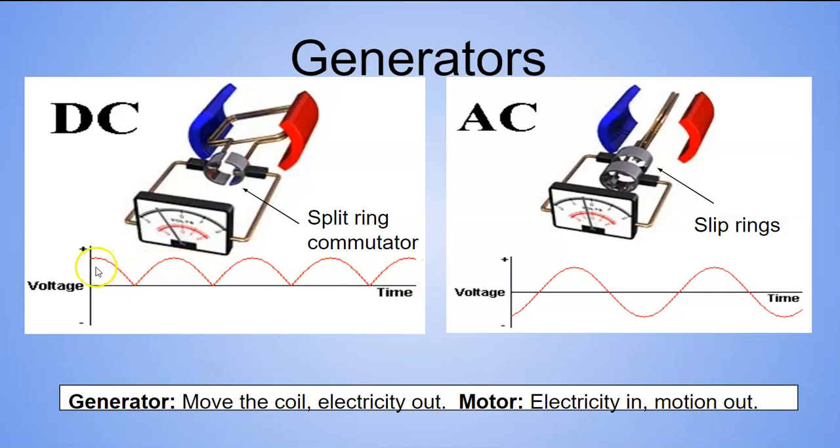We could smooth that off. We could use some capacitors and resistors and chop the top of this off and dump it down in there and smooth that line out if we wanted to. But that's getting close to a DC current right there, or DC voltage.